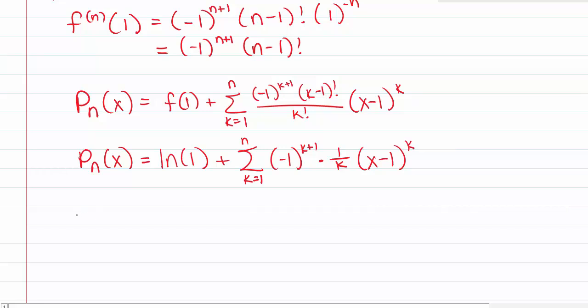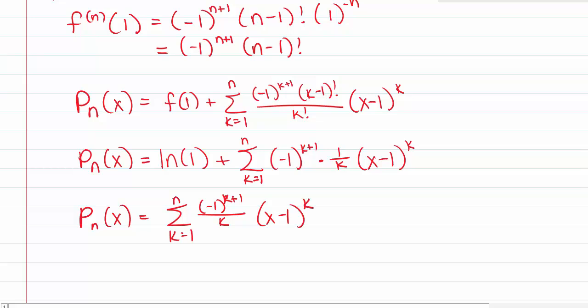And if we simplify one more time, p sub n of x, natural log of 1 is just 0. So this is just the sum, k goes from 1 to n, of negative 1 to the k plus 1 over k times x minus 1 to the k. So that doesn't look so bad now that we're done.